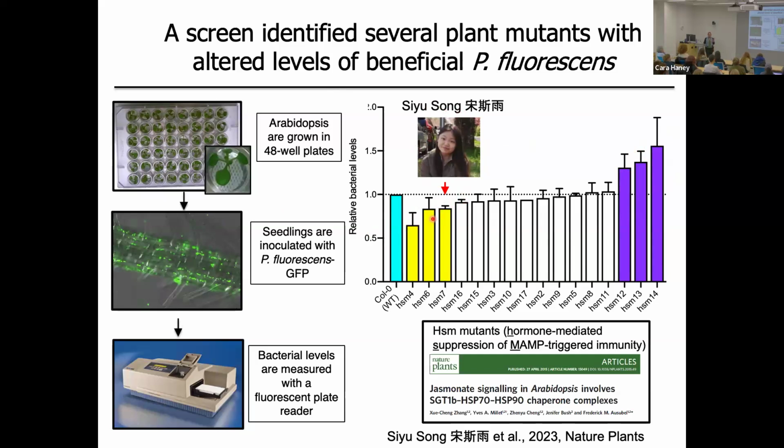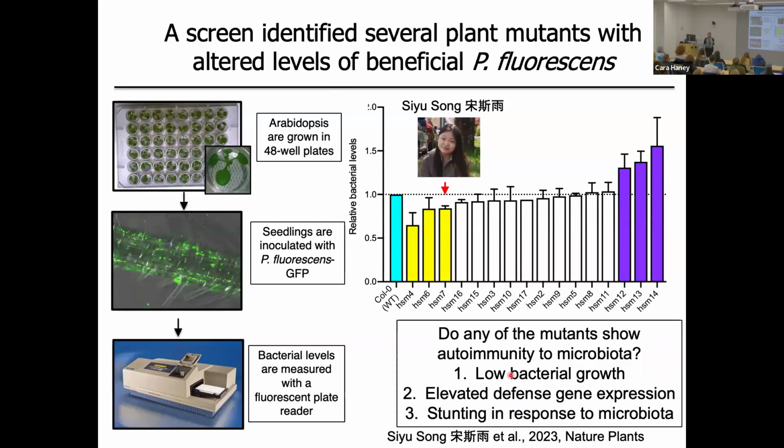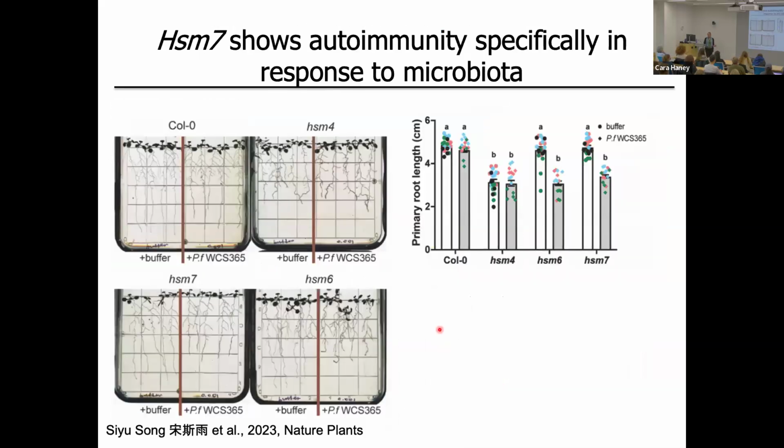Okay, so CU found these 3 mutants that have lower Pseudomonas abundance. So they're now potentially candidates for having too much immunity against this normally beneficial microbe. So then CU asked, they have low bacterial growth. Do any have elevated defense gene expression? And are they stunted in response to microbiota? And so she added our normally beneficial bacteria.